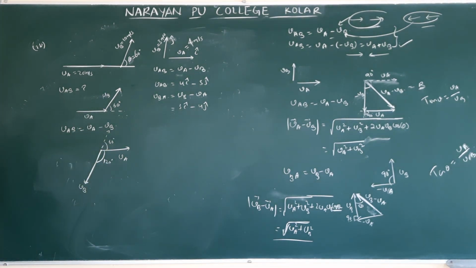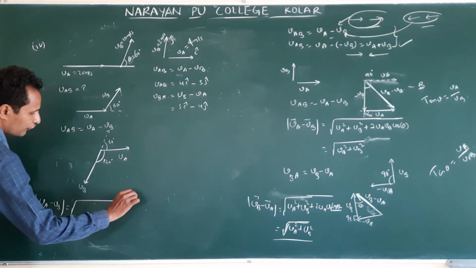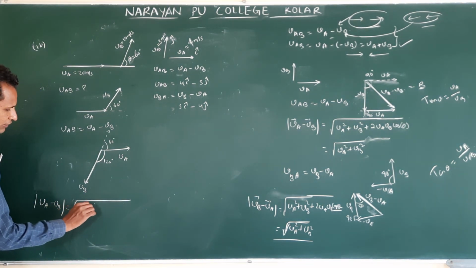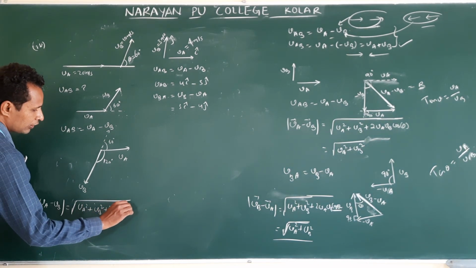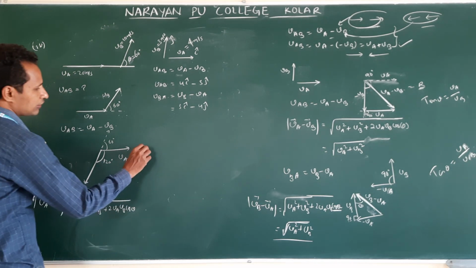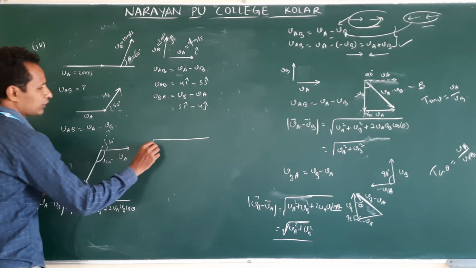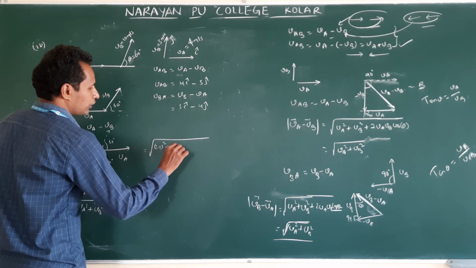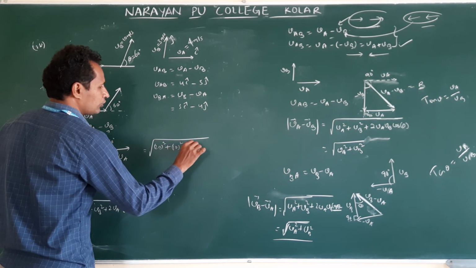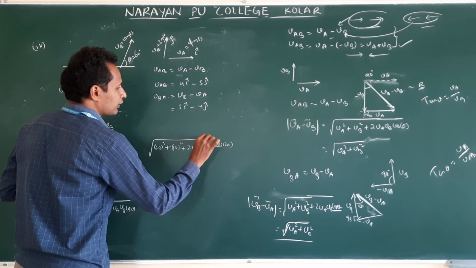120 degrees. Clear? Then for this magnitude, how do we write? |VA minus VB| is under root of VA square plus VB square plus 2 VA VB cos theta. Then this answer is under root of, what is VA square? VA value is 20. So 20 square plus VB value is 10, so 10 square plus 2 into 20 into 10 cos 120.